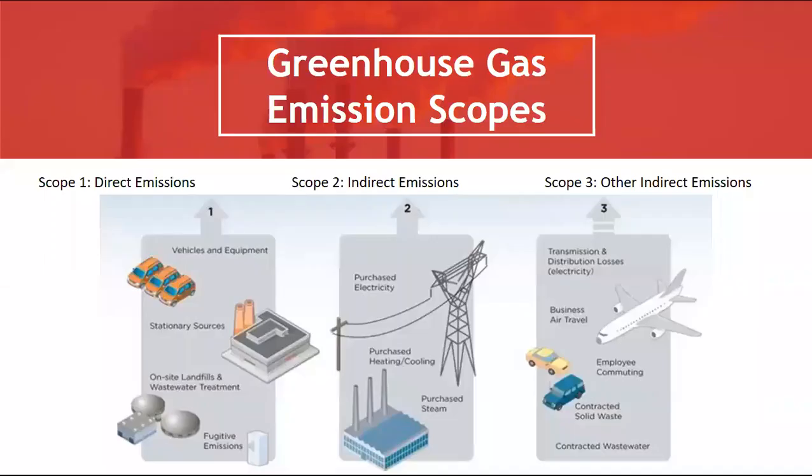So just to kind of bring everyone up to speed, making sure we're understanding this section of the talk. There's 3 scopes of emissions that we account for. Scope 1 is direct emissions. Scope 2 is indirect emissions. And scope 3 is other indirect emissions.